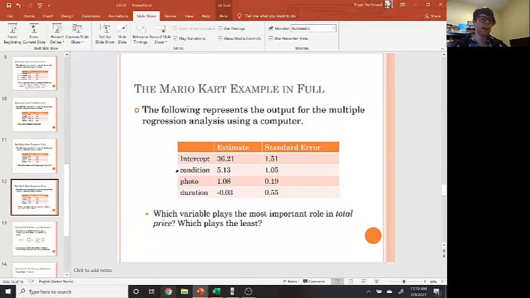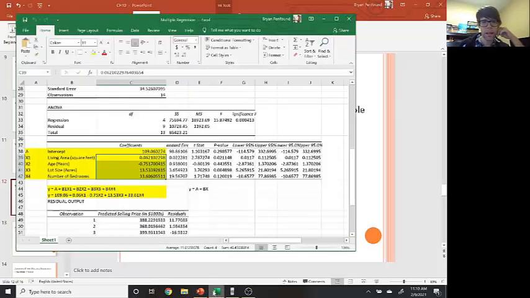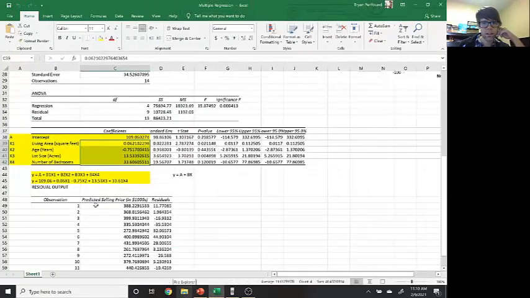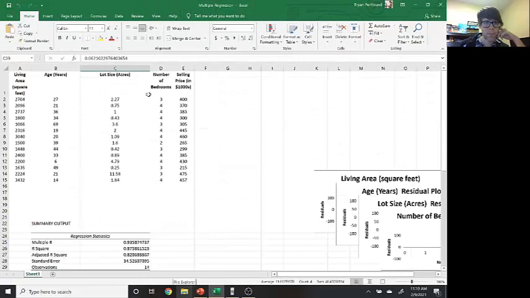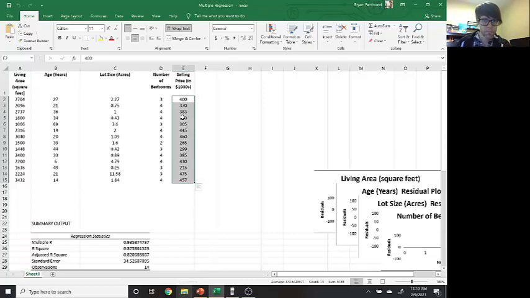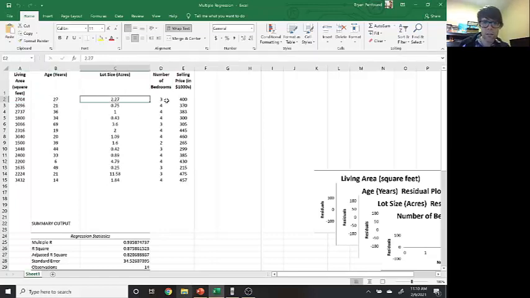So let's jump out and maybe just compare this to what we saw in the lab this week. So here is Microsoft Excel. We had grabbed some data on the selling price in thousands for, I believe, houses in Saskatchewan. And then we had some variables that we thought potentially played a part in the overall selling price. So for example, the square footage, how old the house was, how many acres of land came with the house, and the number of bedrooms that came with the house.